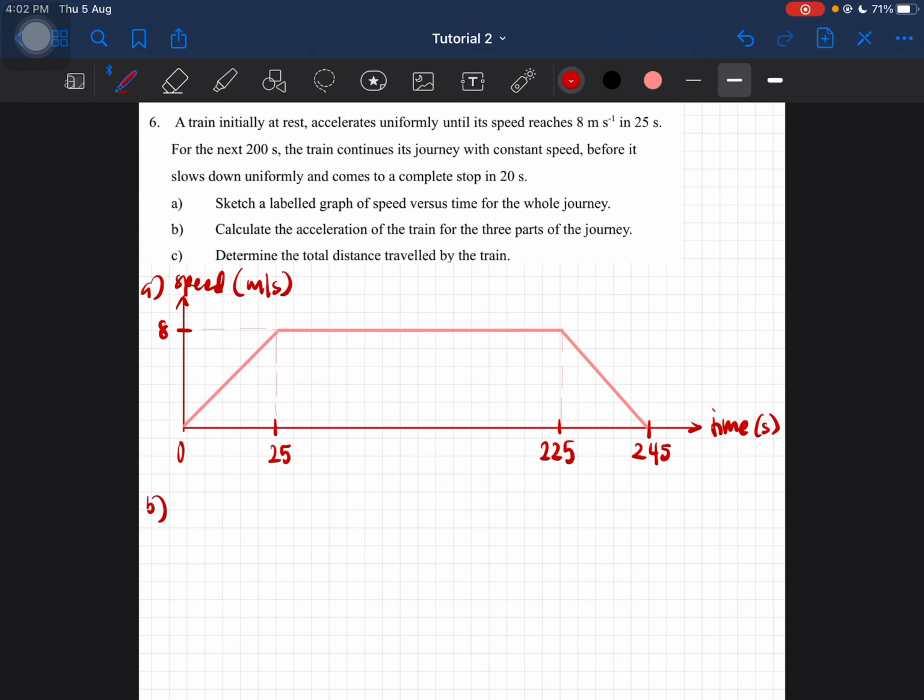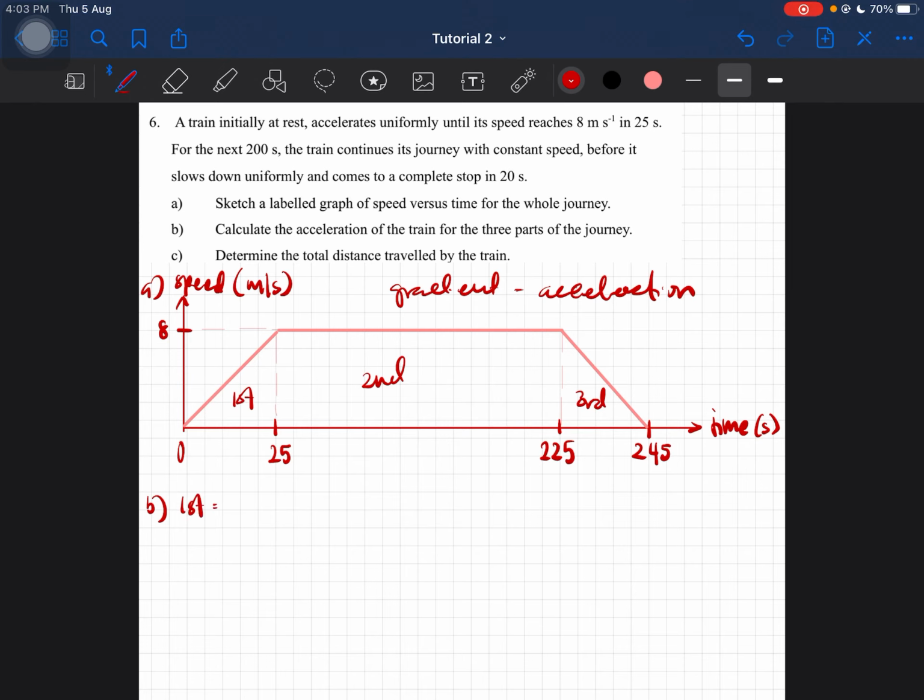Now question B, calculate the acceleration of the train for these 3 parts of the journey. So now we have to find the acceleration. For a speed against time graph, what does the gradient tell you? The gradient of this graph will be telling us about the acceleration. Based on that, we can just calculate the gradient for each part, first, second, third. Should I label? I think I should. So this is the first, this is the second, this is the third part.